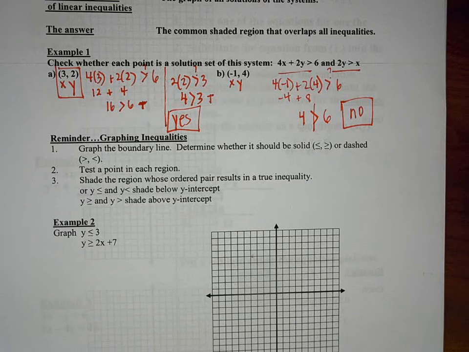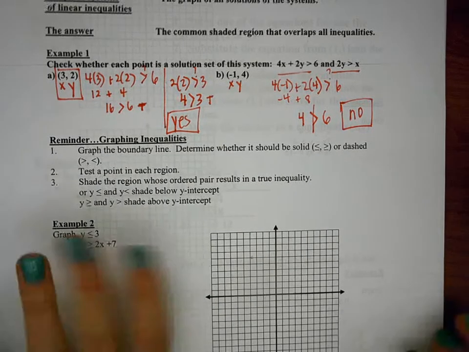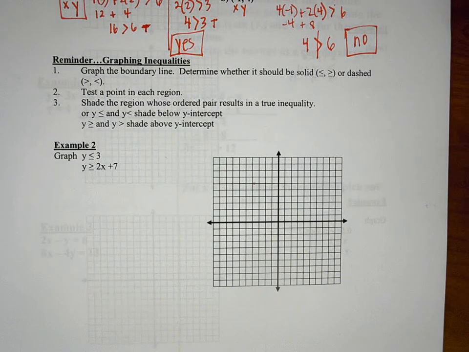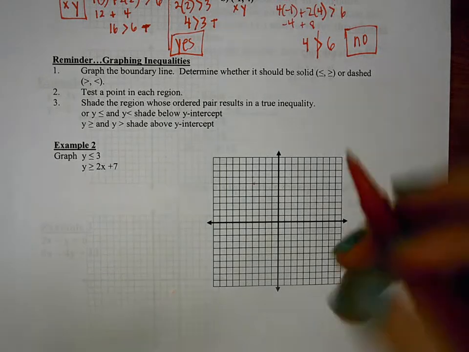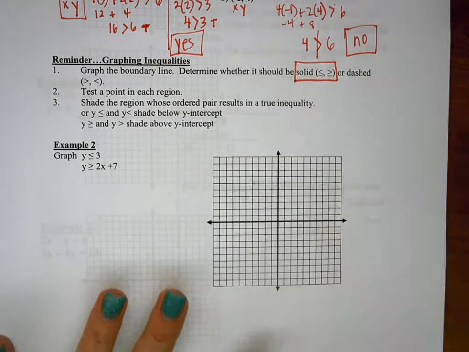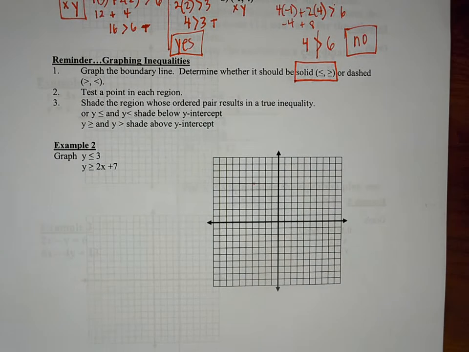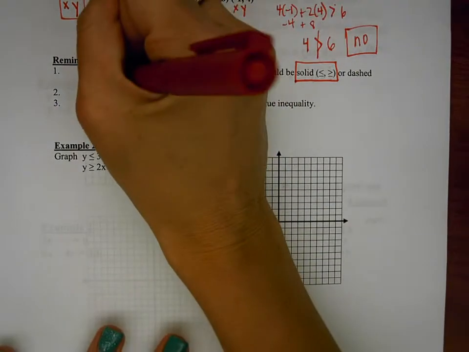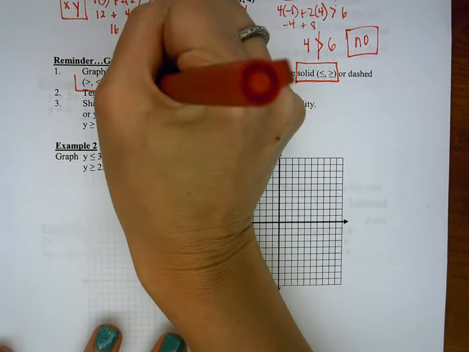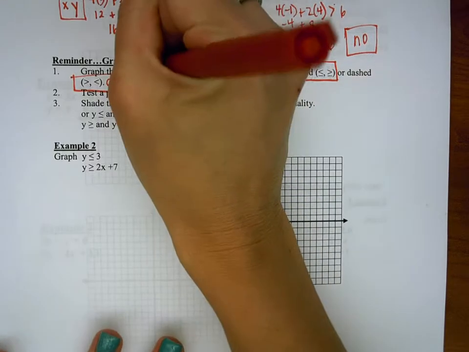Okay, are we good? All right, moving on, graphing. We talked about graphing yesterday. Graphing is the same with systems, except you have multiple lines and shading on the same graph. So we need to remember that the line is solid when it has greater than or equal to or less than or equal to, and your line is dashed when it's just less than or greater than.